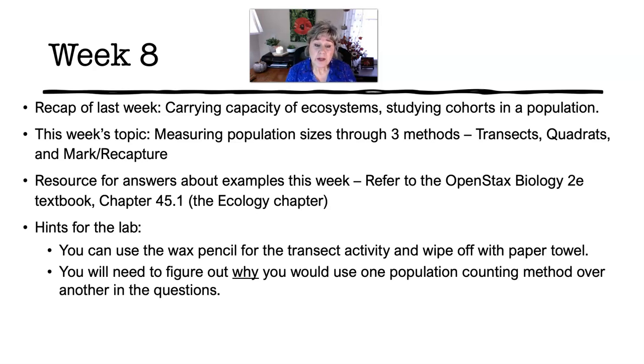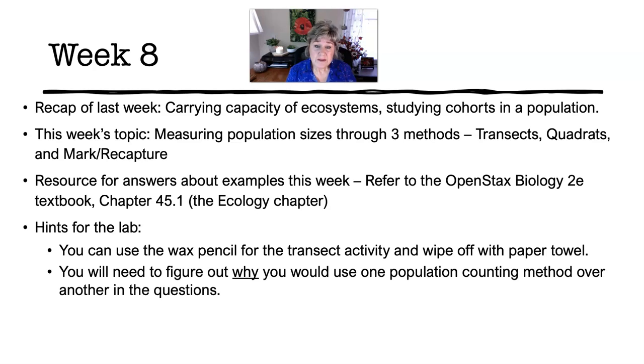Mark and recapture. So you'll mark some individuals and then you'll check back later and recapture some of these individuals and see how many of them are marked. And that gives you an idea of how many individuals you have in that particular area: how many are marked versus how many are not marked. You can do some math and figure out how many individuals you have.